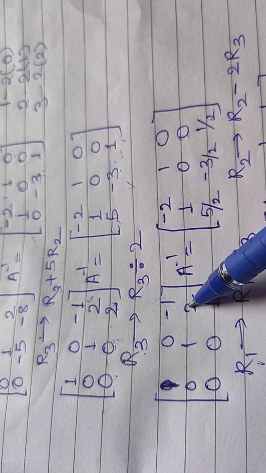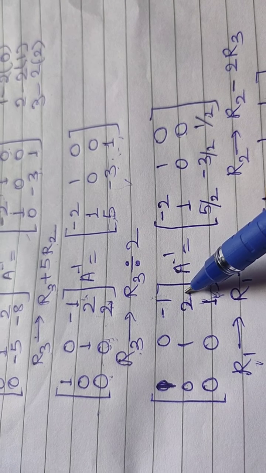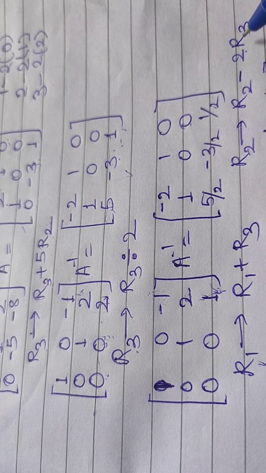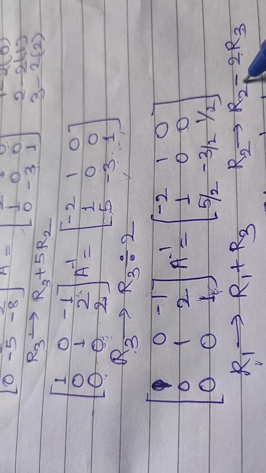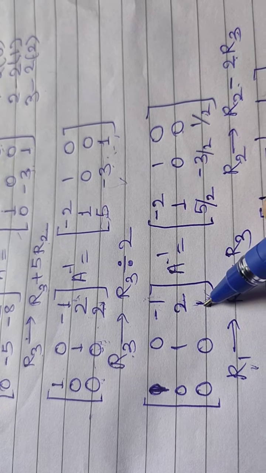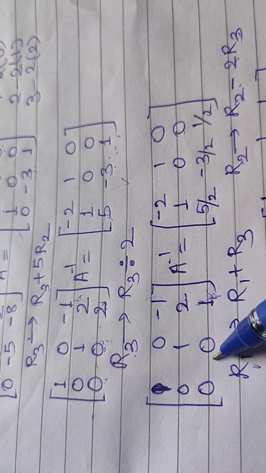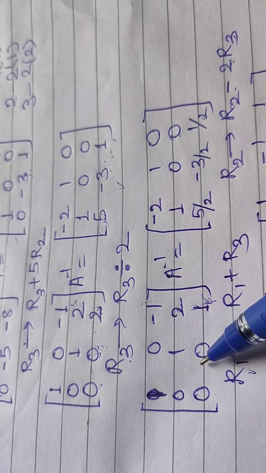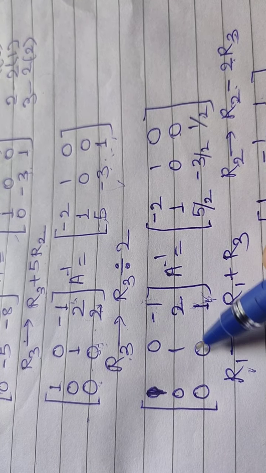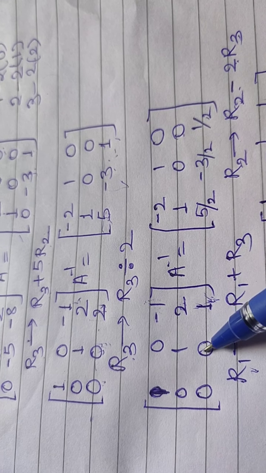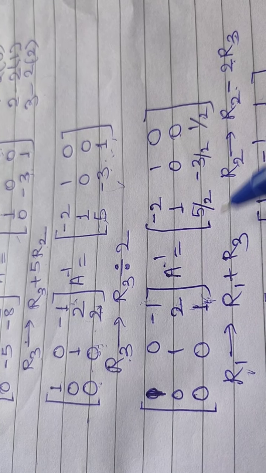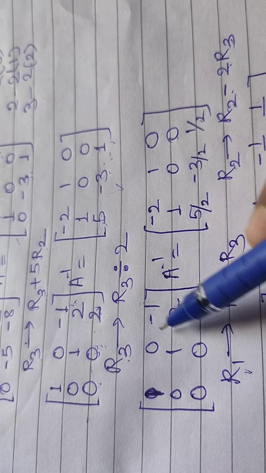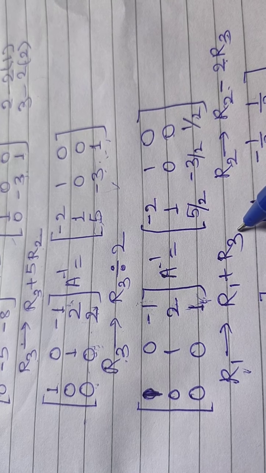For this element, which is the element of the second row, I have to perform R2 changes to R2 minus 2R3. We will multiply this 1 by 2 and then subtract the corresponding elements. Now I think you have understood how to perform this row transformation. We can do the two row transformations at the same time because we are using R3 only in these two. So R1 changes to R1 plus R3.